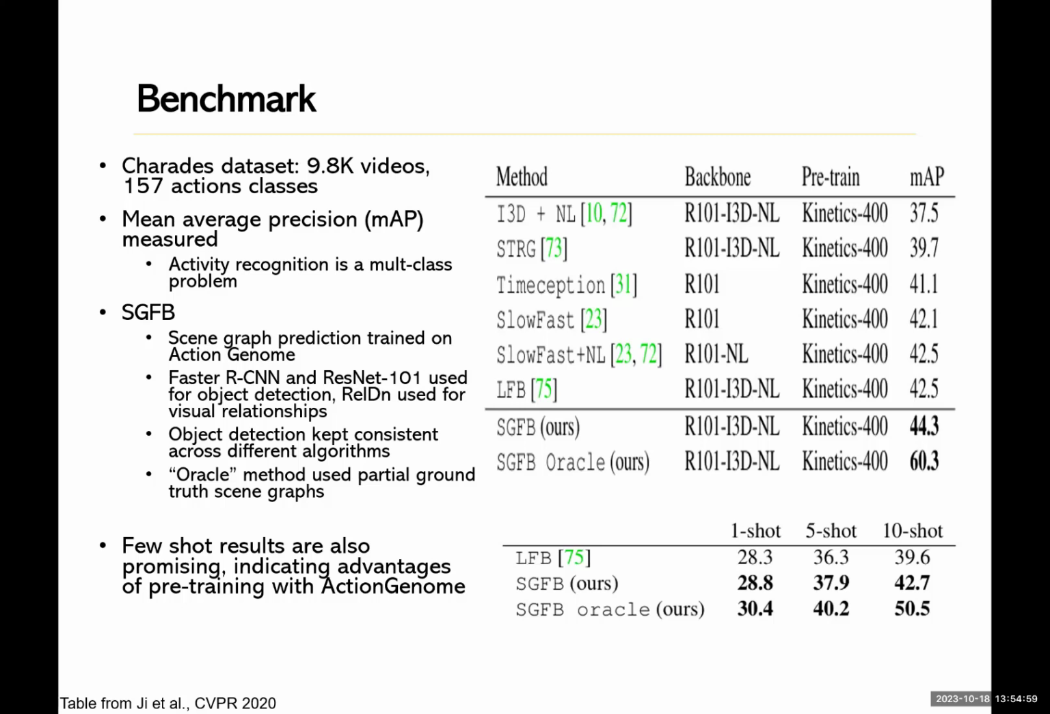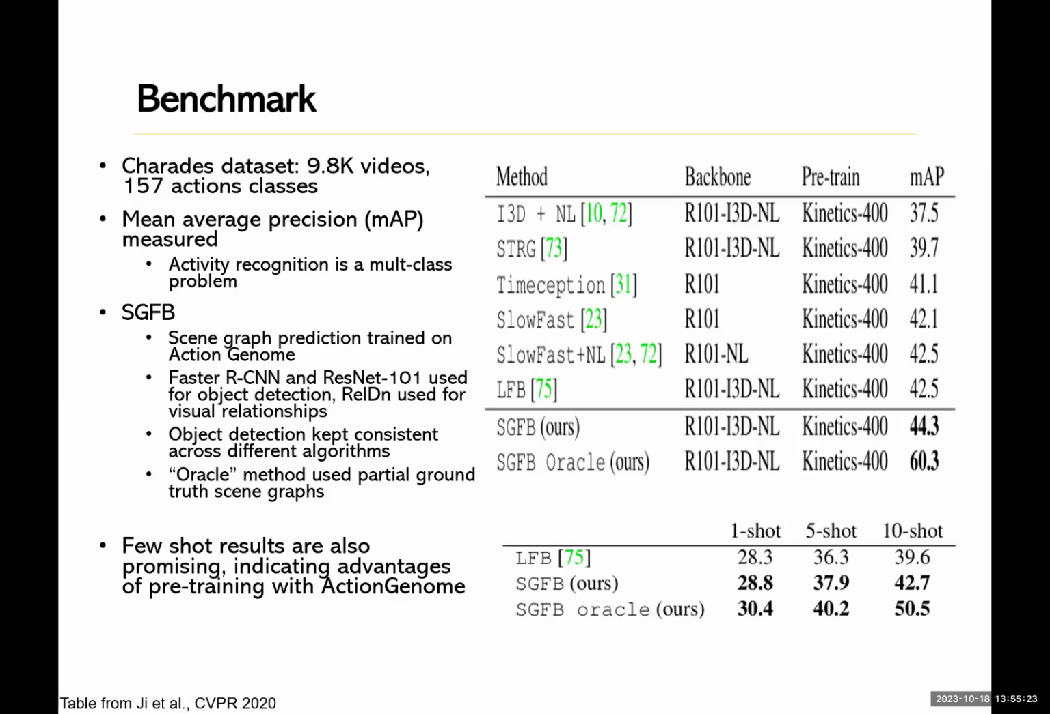They also show that if you have the actual scene graph, the mean average precision goes up to 60. But they also say that's not necessarily a theoretical limit, because the scene graphs they used in that were only partial. They didn't have all of them.